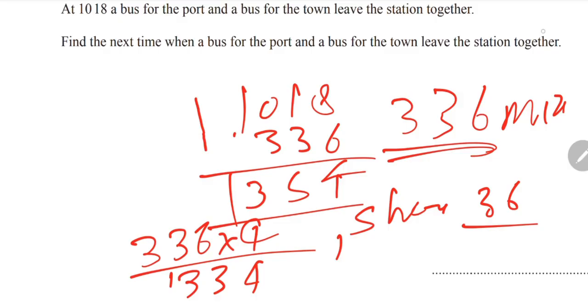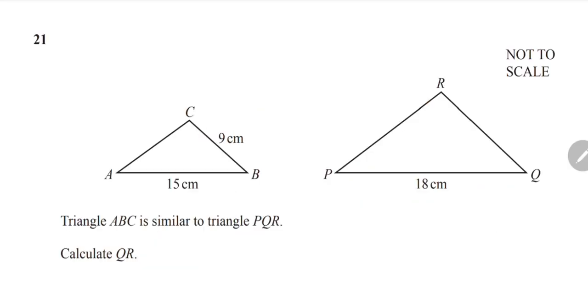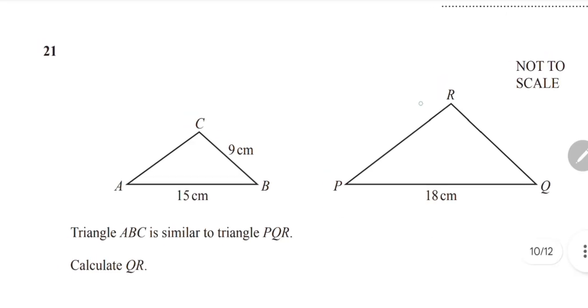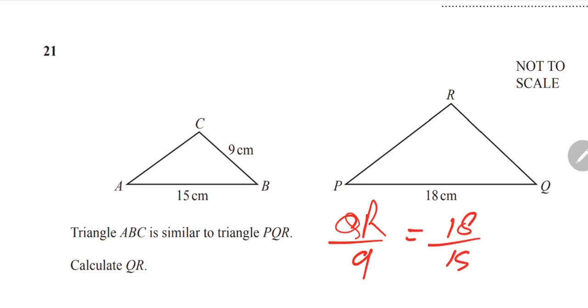I think there are some issues with this question. So in the given triangle, ABC is similar to triangle PQR, calculate the value of QR. So this is 15 and 18, it means 6 times, and it was 15. So we have a ratio because they are similar, so we use QR upon 9 equals 18 upon 15.